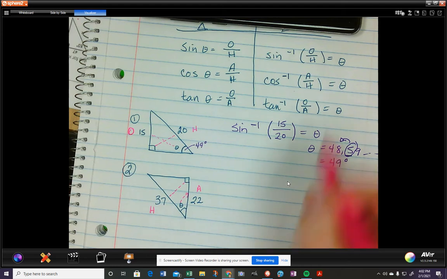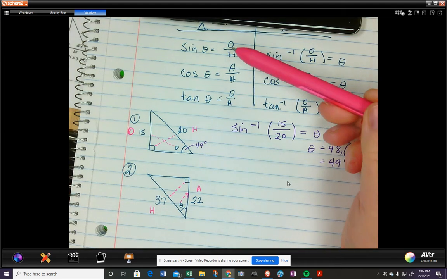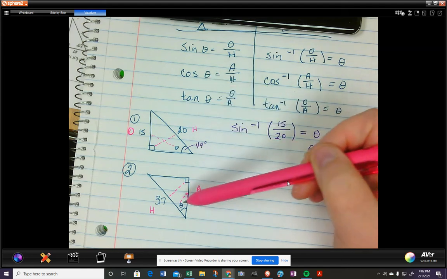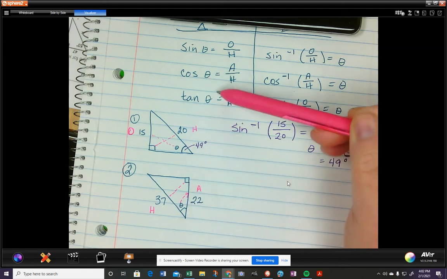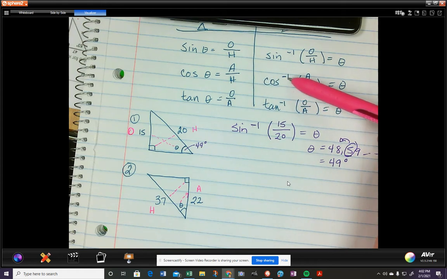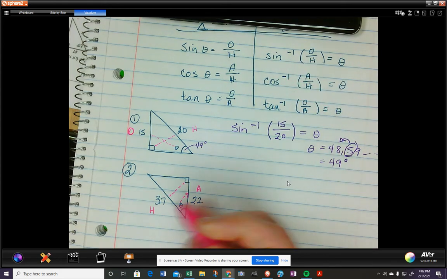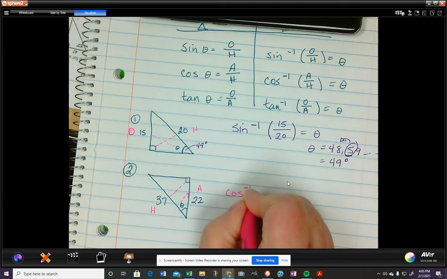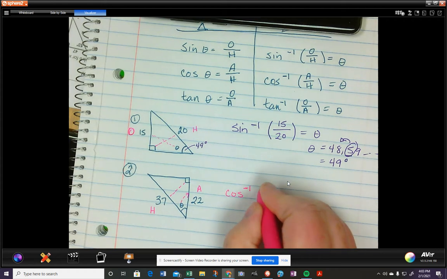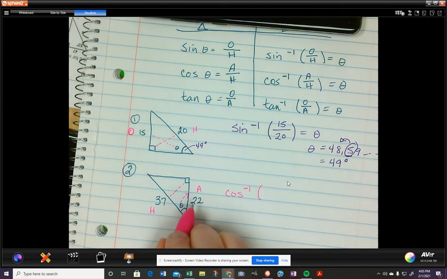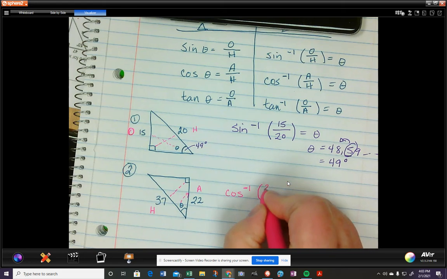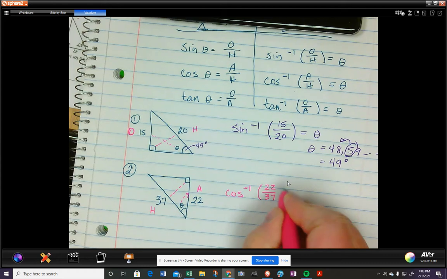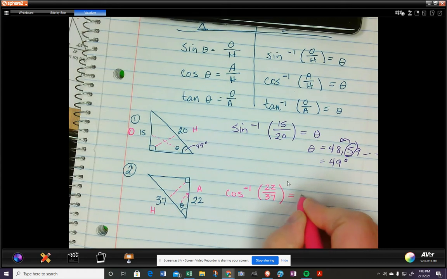So if I look back at my table up here, which one has adjacent and hypotenuse? Cosine. But do I have an angle? No. I'm looking for an angle. So that would be cosine inverse. So I'm going to write cosine -1, that's my inverse, of adjacent 22 over hypotenuse 37, close it, equal to theta.